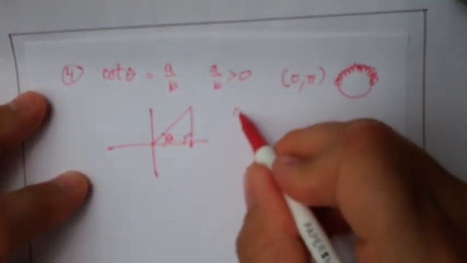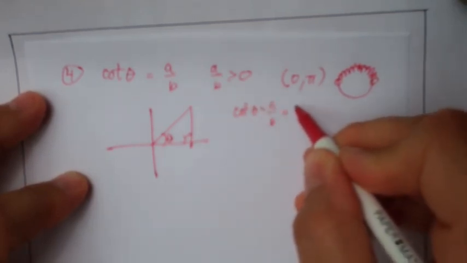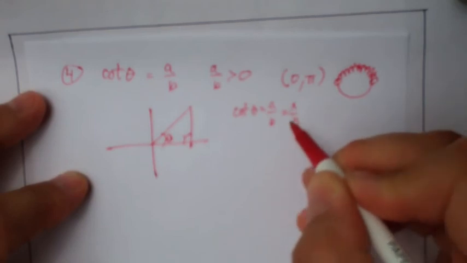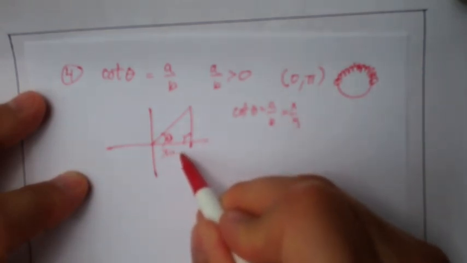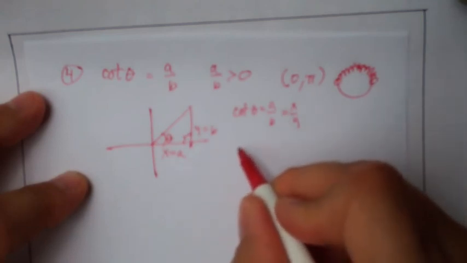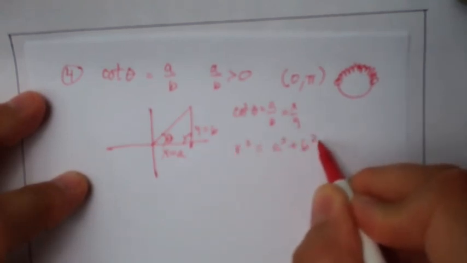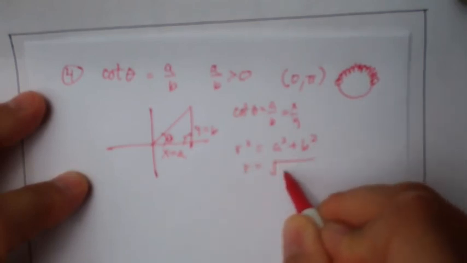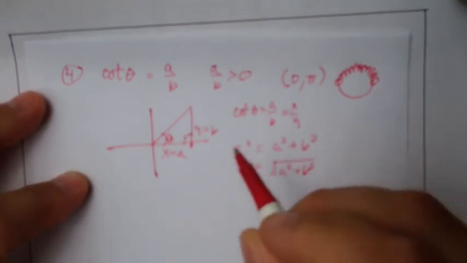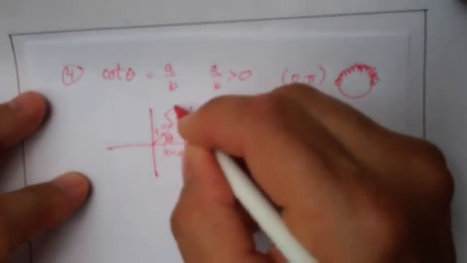And we have that cotangent of theta equals a over b, which cotangent is x over y. So essentially I have x equals a, y equals b, and I have to find r. So r squared equals a squared plus b squared. And r is going to be the square root of a squared plus b squared. Again, r has to be positive, although technically it'd be plus or minus. We know it has to be positive.